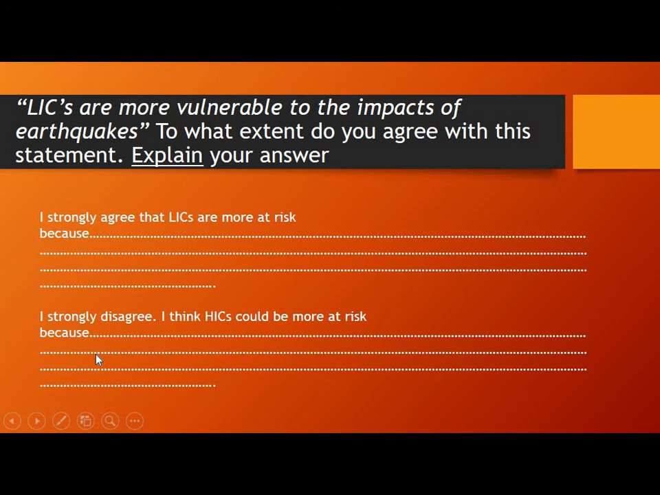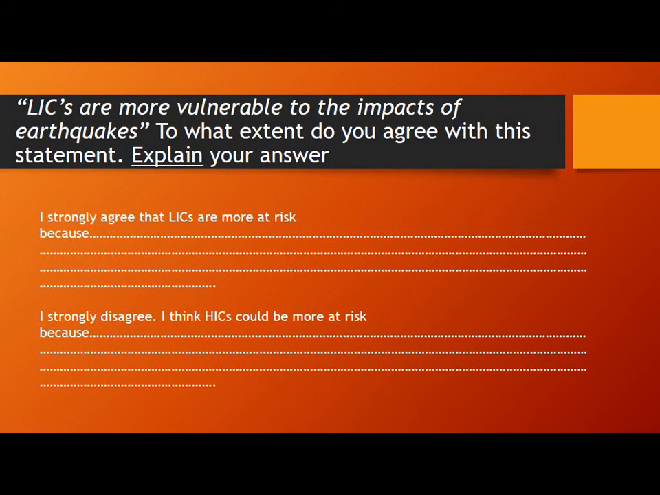I think HICs could be more at risk because some of the main cities in HICs can have a much higher condensed population. So we look at London, New York. Although they are not in risk of earthquake, if we look maybe at San Andreas and we look at the population there, many of them are at risk. You would have a lot of tourism in the area. So you have a lot of people in the same area with a high population density, which can cause a lot of problems if one building falls.